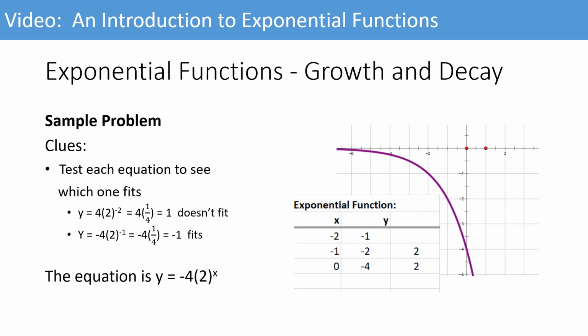The next clue: we find that y equals 4 times 2 to the exponent negative 2 doesn't fit, but y equals 4 times 2 to the negative 1 fits. So we know that the equation is negative 4 times 2 to the x, which is what we said at the beginning of this question.